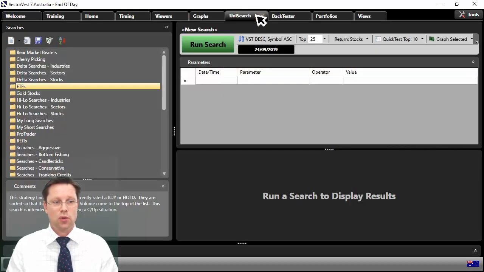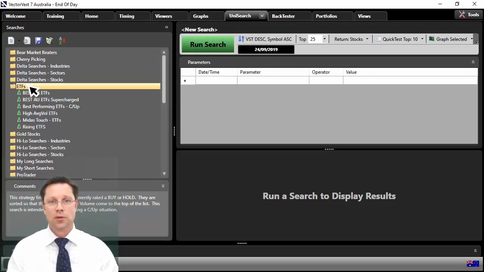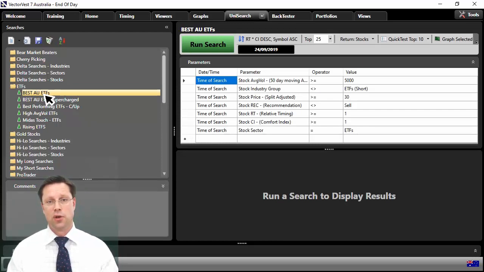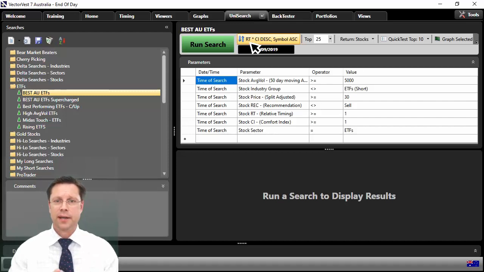So using the UniSearch tool, I'm going to scroll down to the searches, to the group entitled ETFs. Right, so it's right up at the top here. If you open up the ETFs group, you'll see at your fingertips these excellent searches to help you bring the best ETFs to the top of the list. If I click on best AU ETFs, this search will make sure that there's liquidity. It will make sure that there are strong technicals, so good upward momentum taking place. We sort this by relative timing times CI. Relative timing is our short-term price momentum indicator, and CI is our comfort index indicator, looking for smooth left to right price patterns on average.